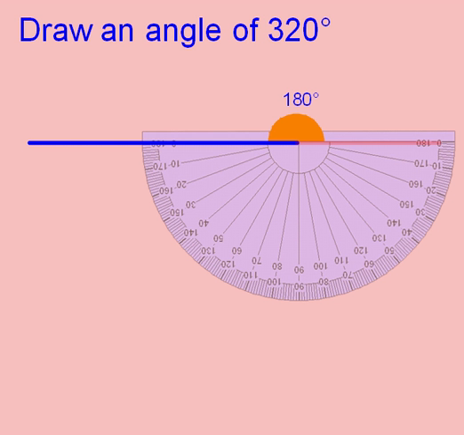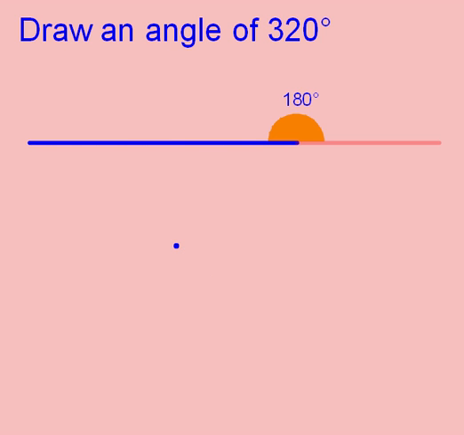Now for the other 140 degrees, I need to use my protractor. I want to measure the 140 degrees from here round in this direction. So I'm going to use the 0 here on the outside scale. I mark 140 degrees with a dot. Then remove the protractor and draw a line going from here through the dot. I now have an angle of 180 degrees and an angle of 140 degrees. So altogether, I've drawn an angle of 320 degrees.